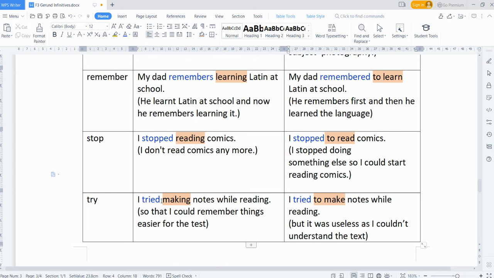The last one, try. I tried making notes while reading, so that I could remember things easier for the test. That is the meaning. Compared to this one, I tried to make notes while reading. This one means I tried to make notes, but it was useless as I couldn't understand the text. So this one is more to an impossible idea to do. This one is more to solution. So I tried making and I tried to make. These two sentences are different.